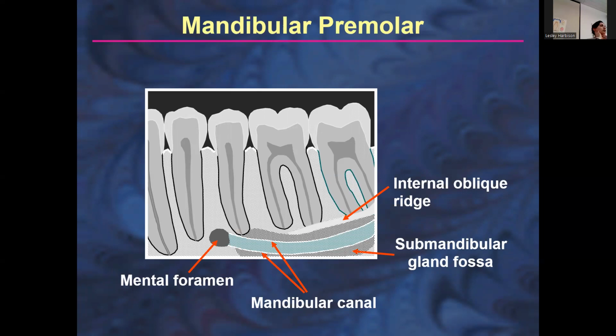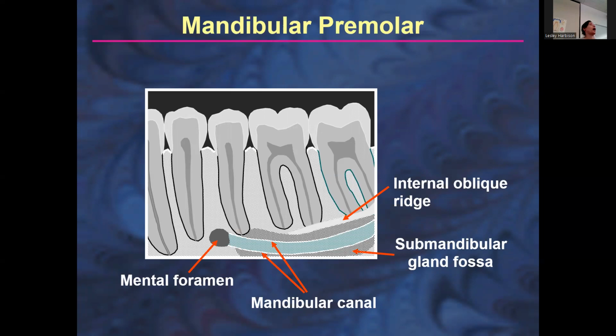It's an area where your submandibular salivary gland tucks in. So the bone thins out to make room for your gland. You can kind of stick your tongue in and feel where the bone goes in a little bit. Some of you may not.